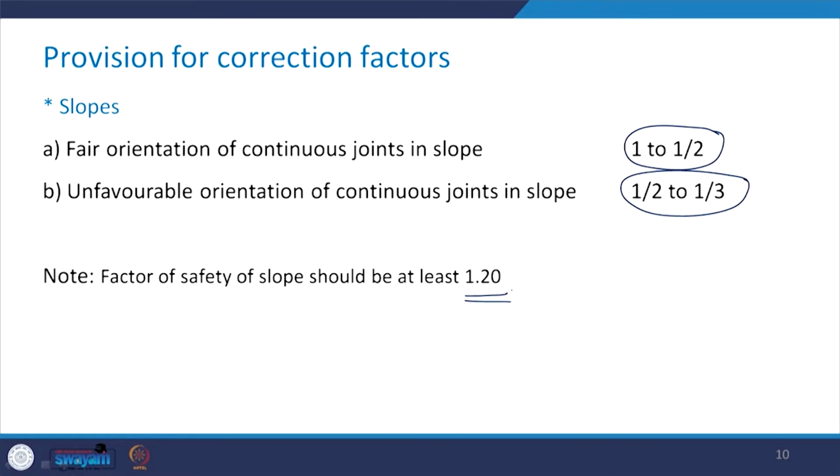It should not happen that we are designing a very safe footing but the slope itself is not stable, because if the slope is not stable, there is no point in designing or analyzing a stable footing on that slope. So, these correction factors are associated with the fact that the factor of safety of the slope should be at least 1.2, and since it is more than 1, this signifies that the slope itself should be stable.